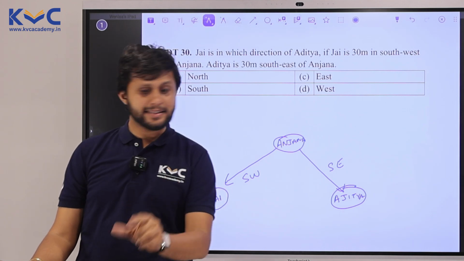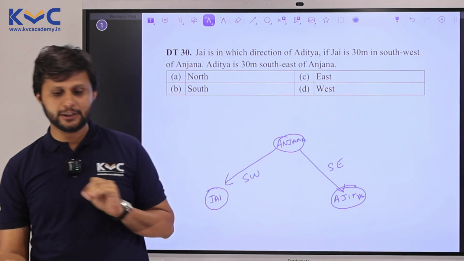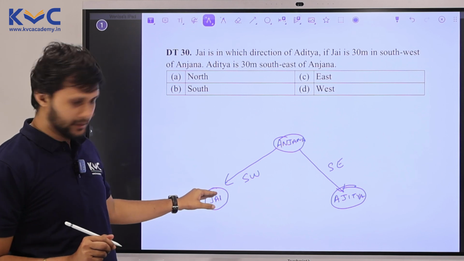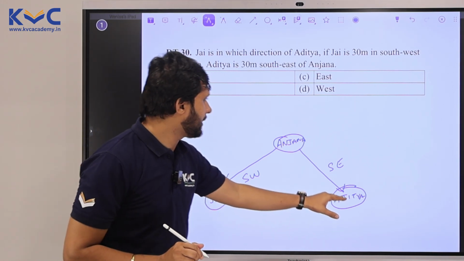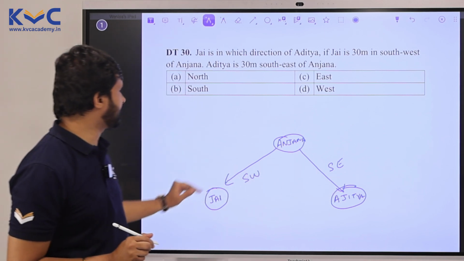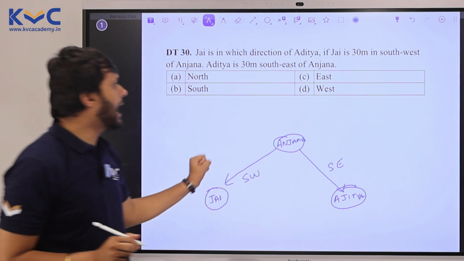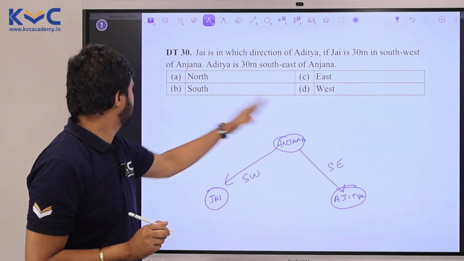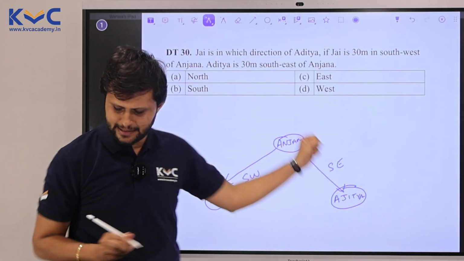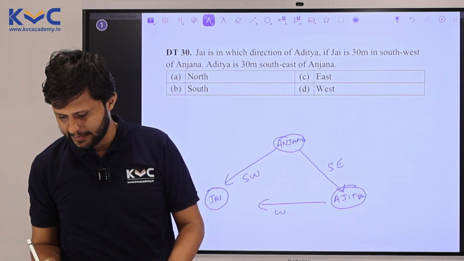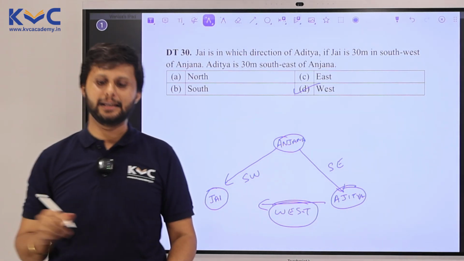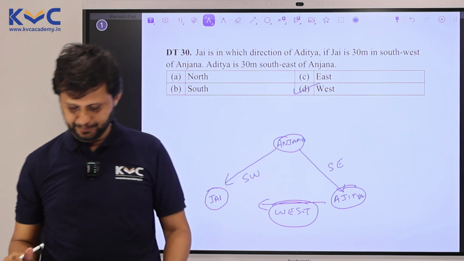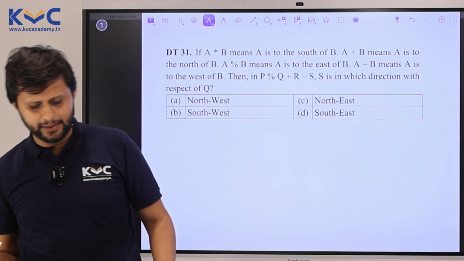Now, the question is there in the beginning. J is in which direction to Aditya? Where is J? J is here. In which direction of Aditya? Aditya is over here. So, which direction is this? From Aditya's side we have to see, and that is this side. This is which side? West, right? Yes, this is west side. This is west side, and that's option D, right answer. Question number 31.